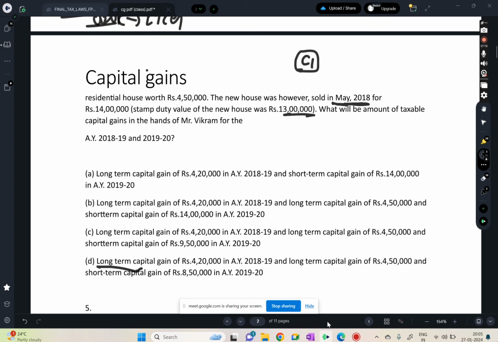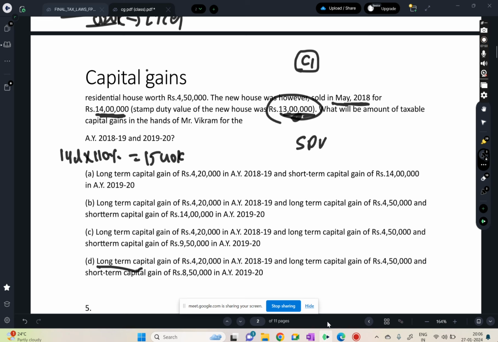Then SDV should be more than 110% of the FVC. Now SDV is 13 lakhs, and the FVC is 14 lakhs. See, this does not come only because SDV is actually less, FVC is more. So 14 lakhs into 110%, you will get 15 lakh 40,000. So SDV is 13 lakhs only.